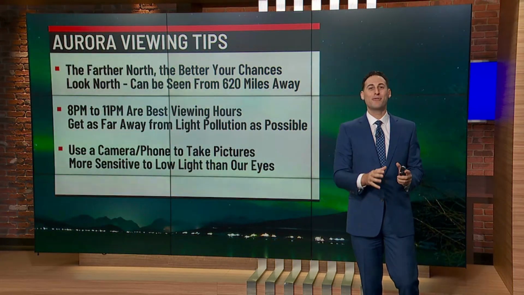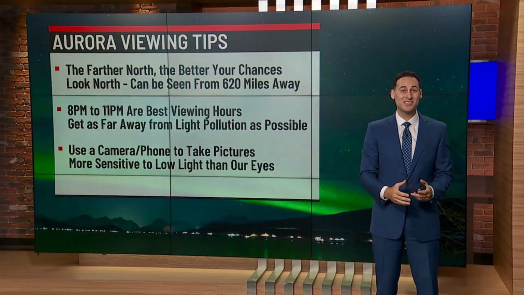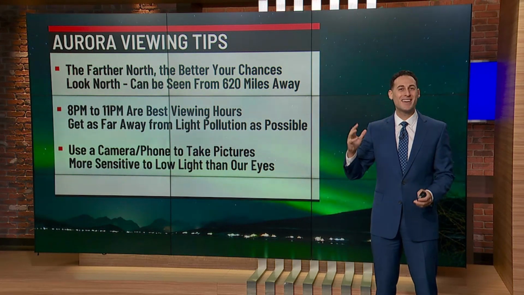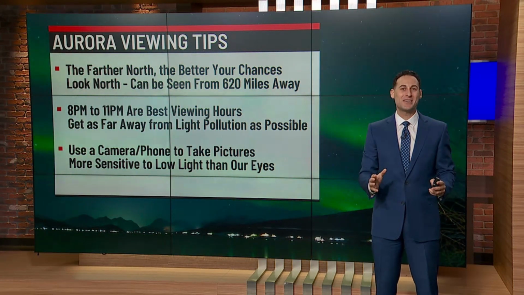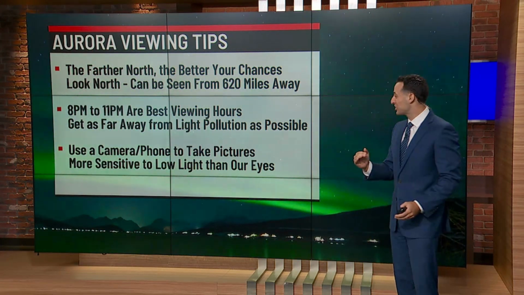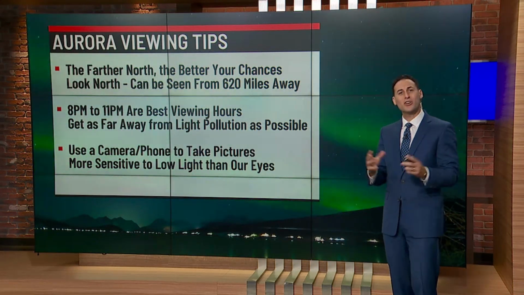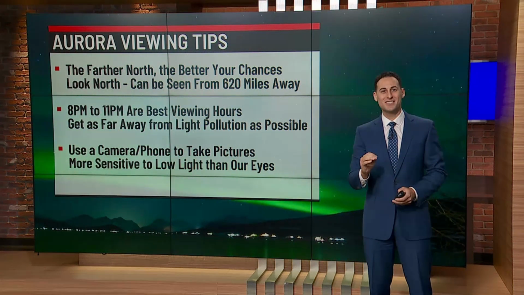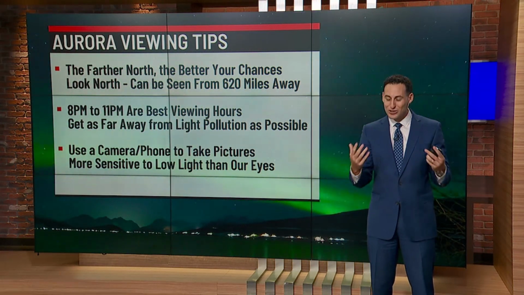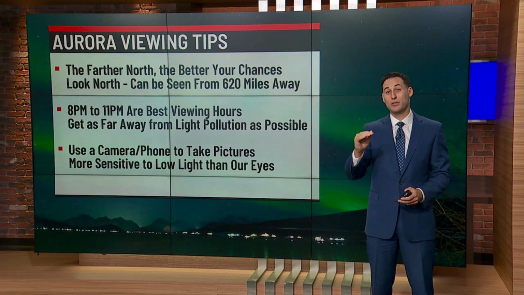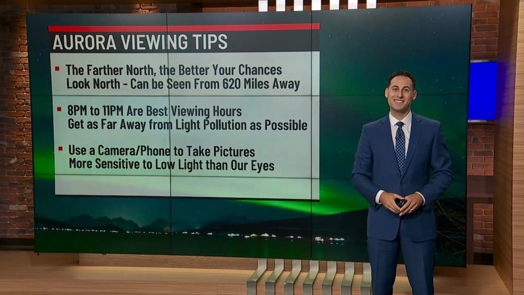And if you ever find yourself in a situation where it's possible to see an aurora, get as far north as you can, get as far away from lights as you can, and decrease that light pollution. And another tip is you can use your camera or your phone to take pictures, long exposure, because those lenses are much more sensitive to light than the human eye. So you might be able to see something through your camera that you yourself can't see in person.